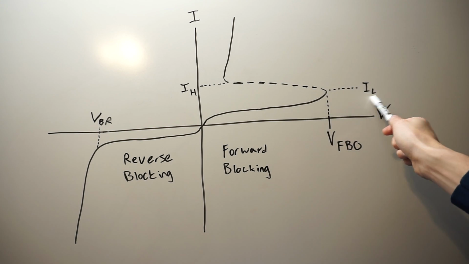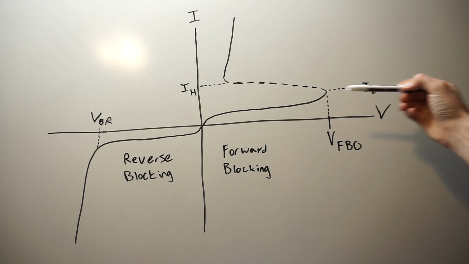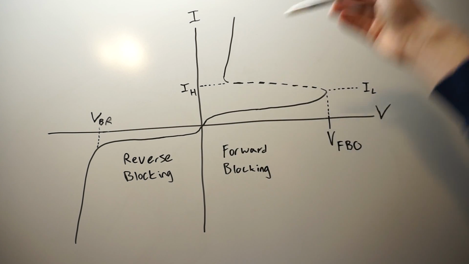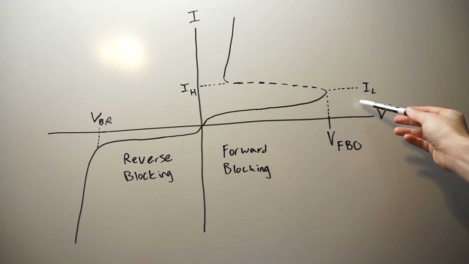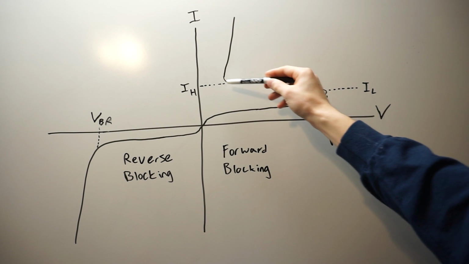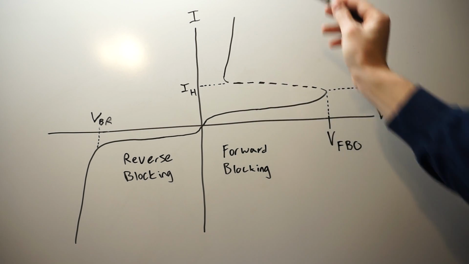And so this IL is the latching current. That's what's needed for this thing to stay on. If you're not within IL, if you're below IL, once your gate turns off, this guy will turn off. So that's what's needed for it to latch. And then once it's latched, it goes into that conducting state, and that's what you see up here. That's where it acts just like a typical diode, and it can conduct a lot of current.